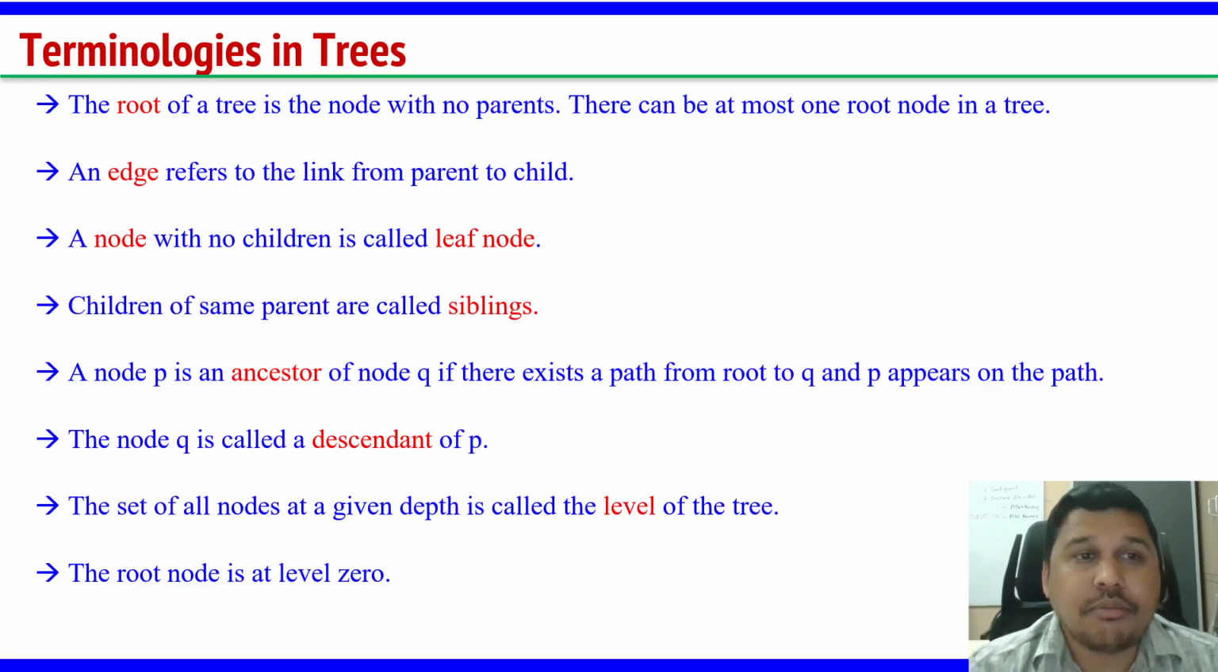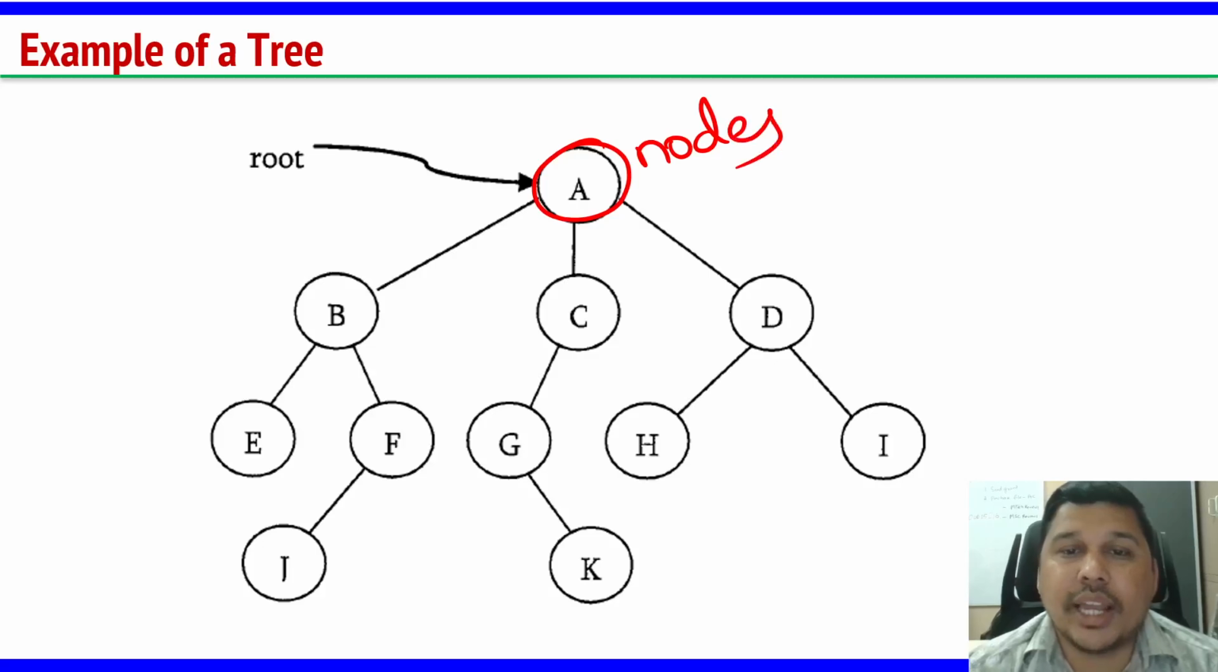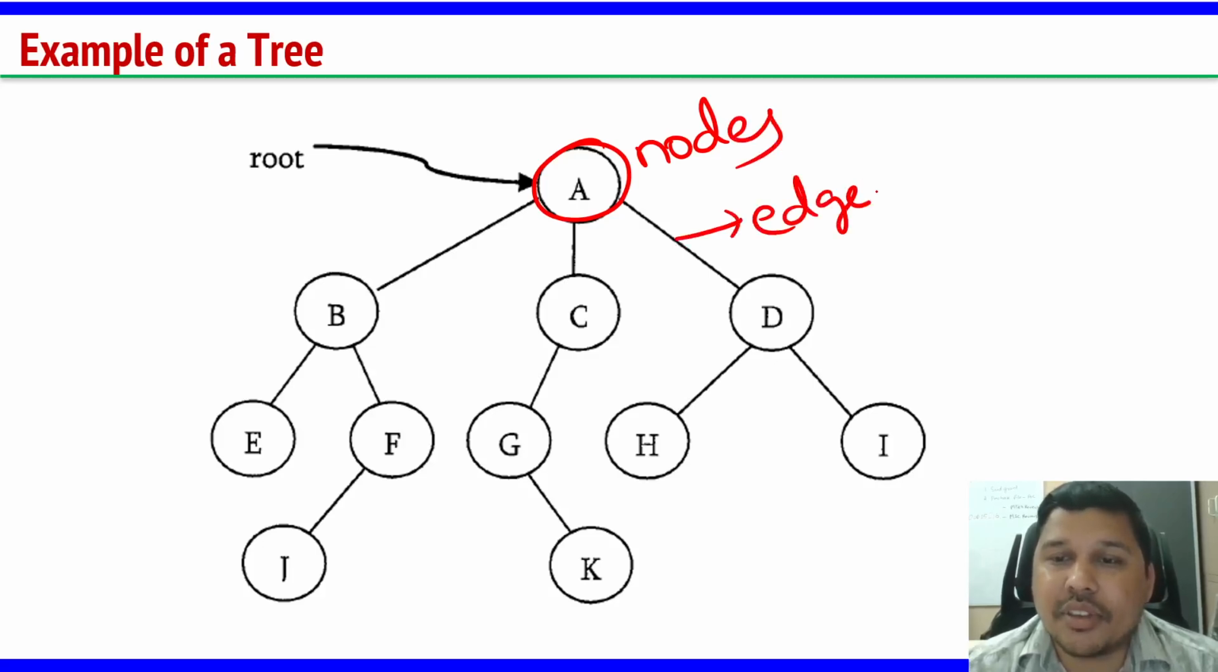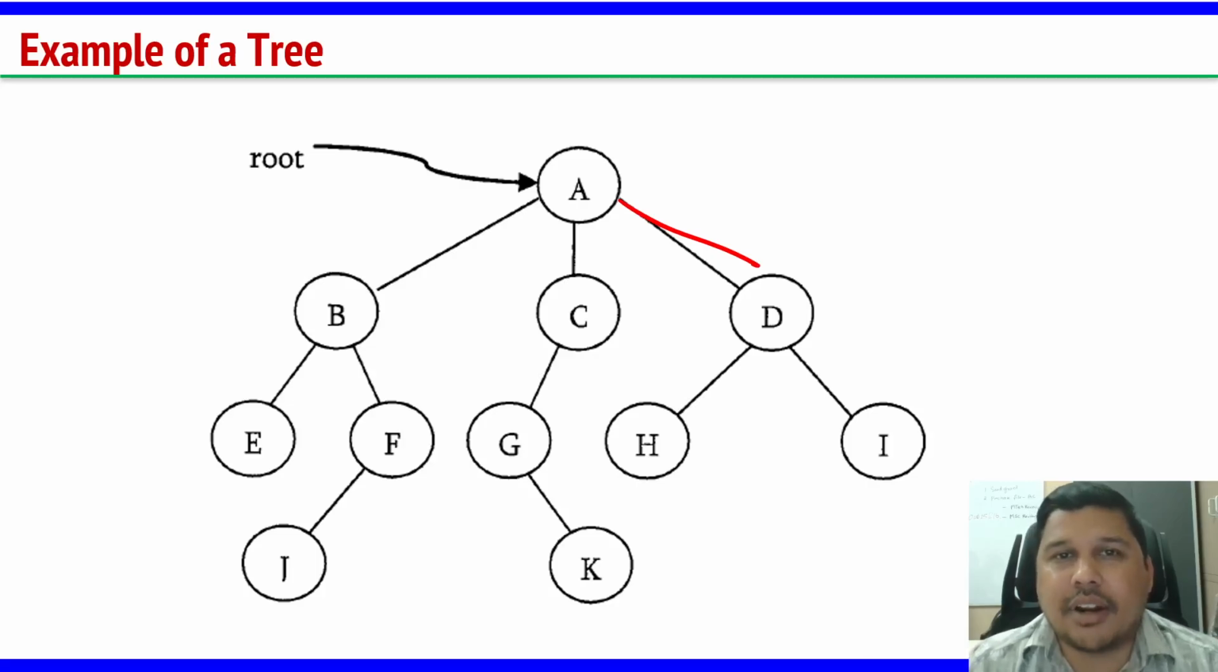So let's understand the terminology. What is the root? The root of a tree is the node with no parents. These are called nodes, and these are called edges. Nodes and edges. You can also say branch. This is one branch of a tree. In normal trees, we have branches. A tree has multiple branches, so you can assume this is one branch, this is another branch.